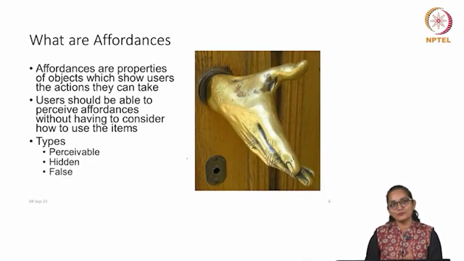This is another example, a very interesting doorknob actually. It is as if there is a person trying to shake hands with you, but it is almost funny, right. So, let us try to understand what affordances are, what the different types of affordances are, and how they can make users' lives easy or difficult. Affordances are properties of objects which show users the action they can take in order to interact with it. And users should be able to perceive affordances without having to consider how to use the items.